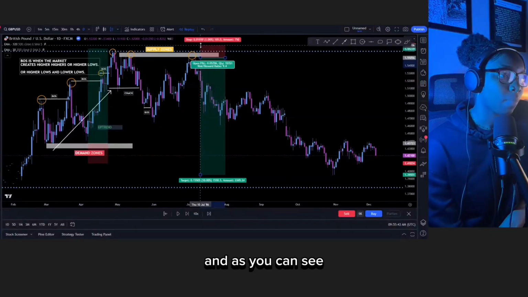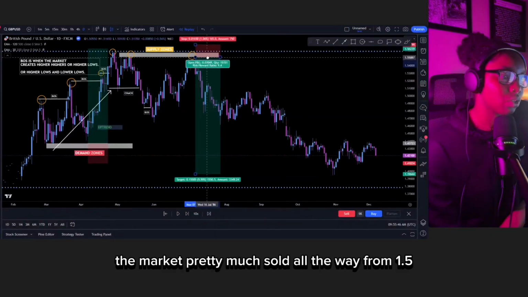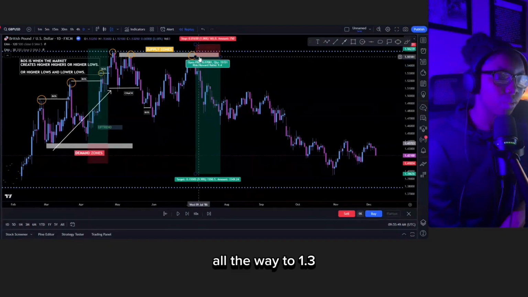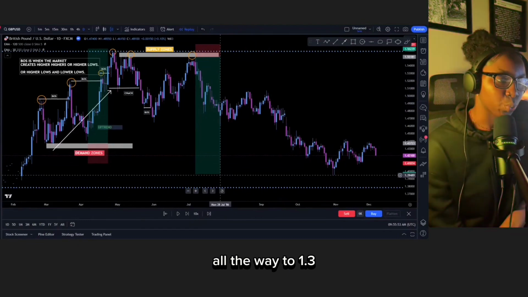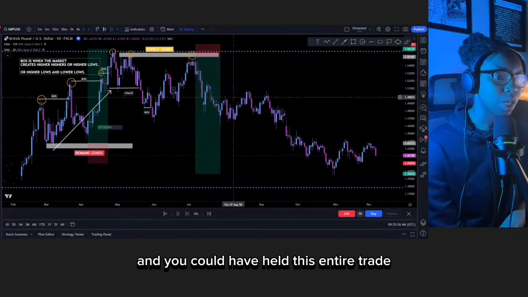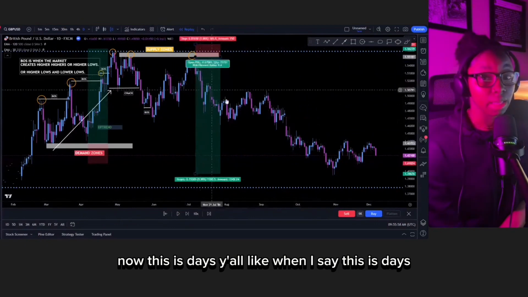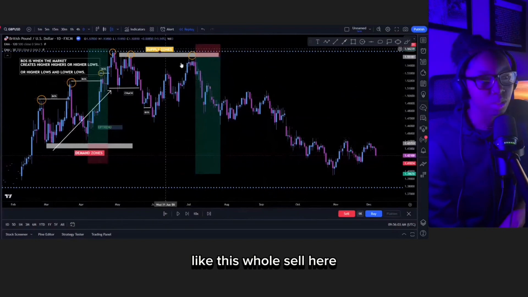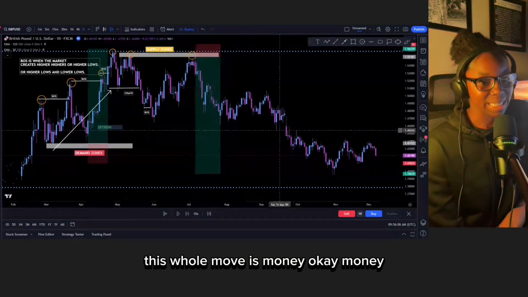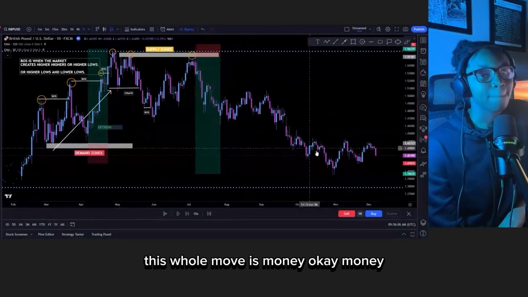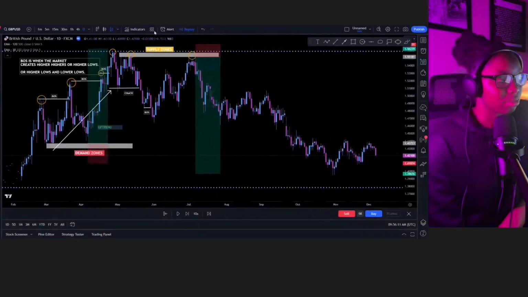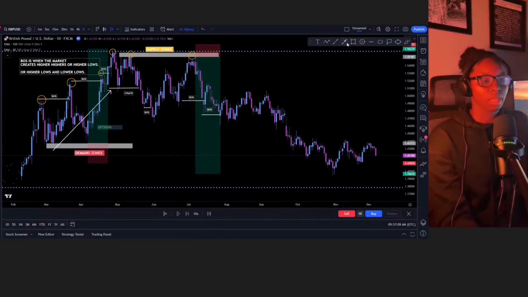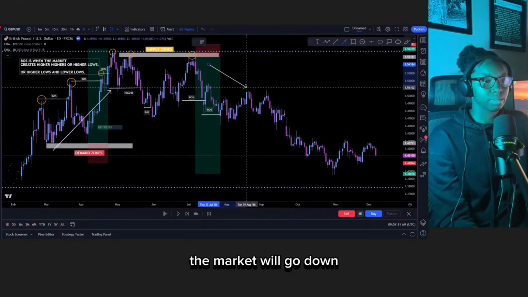And as you can see, the market pretty much sold all the way from 1.5 all the way to 1.3, and you could have held this entire trade. Now this is days, y'all. Like when I say this is days, but that's bread. Like this whole sell here, this whole move is money. Okay, money. So this is what I mean by the market goes up, the market will go down.